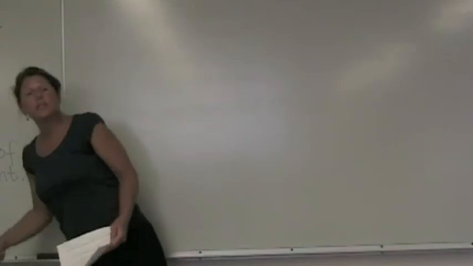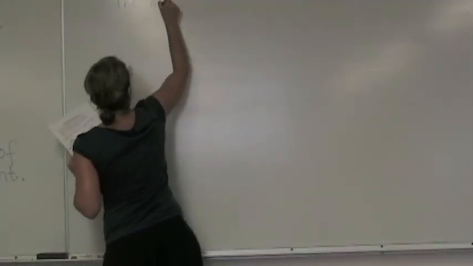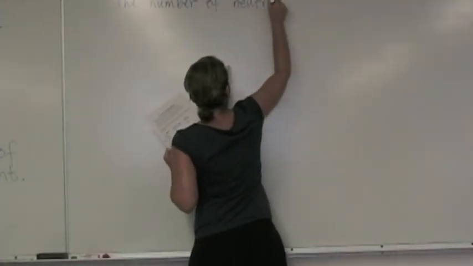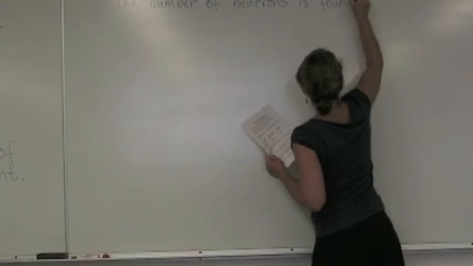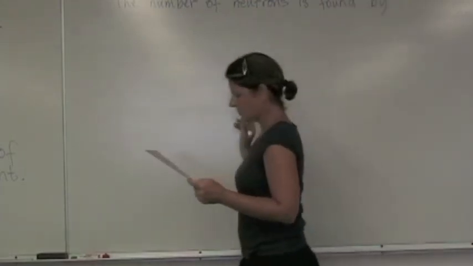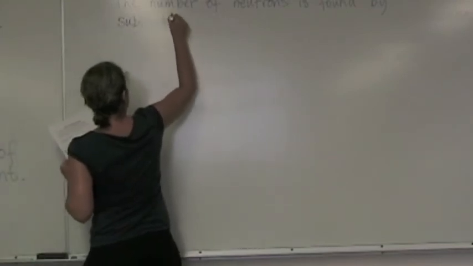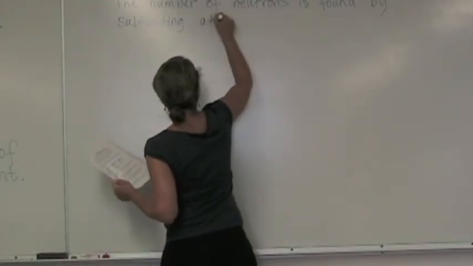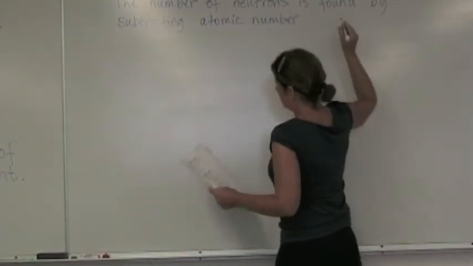Okay, so to figure out the number of neutrons in a particular atom, the number of neutrons is found by subtracting the atomic number from the mass number.